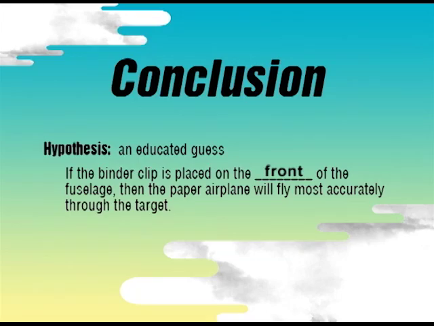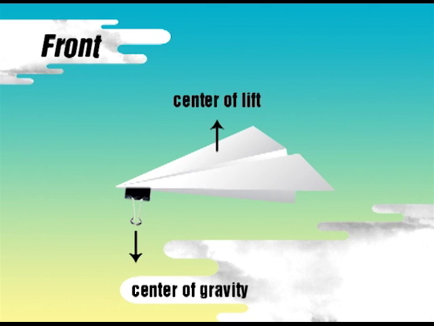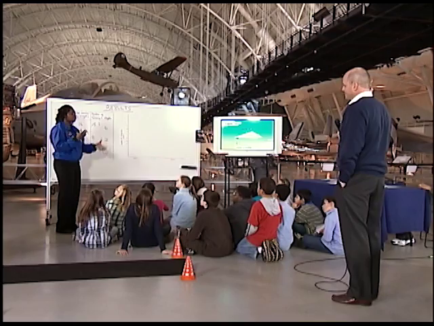Now, with the binder clip in the front of the paper airplane, there's a lot of weight there. So our center of gravity, remember, is closest to where we have most of our weight. So our weight is centered in the front of the plane. We also have another force called center of lift. Center of lift is always in the middle of our paper airplane. Center of lift and center of gravity are not in the same location. So it's really not a balanced plane.